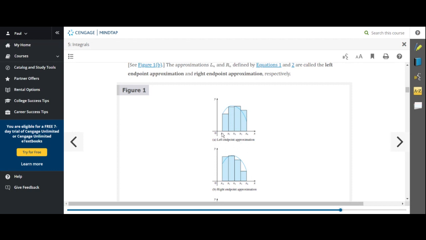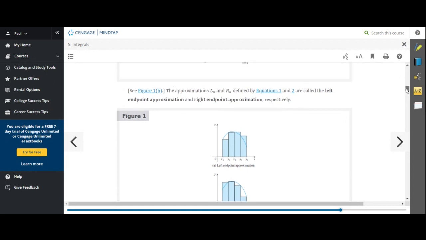The first rectangle would have a base equal to the difference between x1 and x sub 0, times the height, which would be f of x sub 0. The second rectangle would be the difference between x2 and x1, that base difference, times the height, which is determined by the function value at x1, f of x1. So we call that a left endpoint approximation.